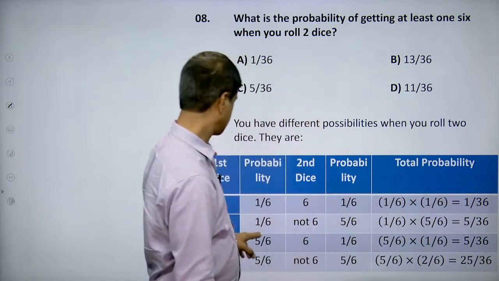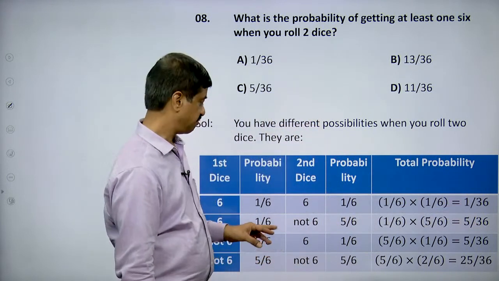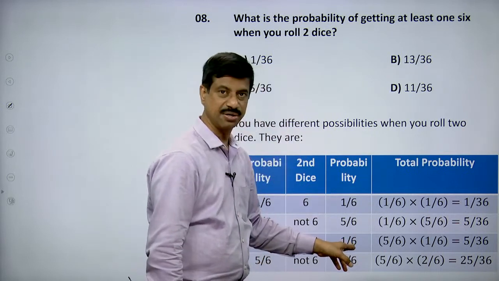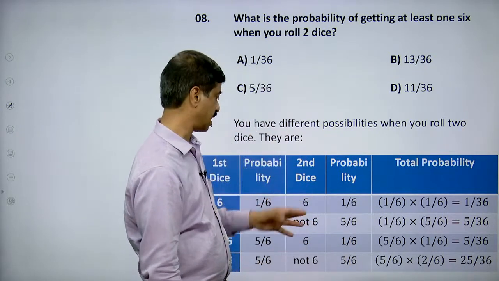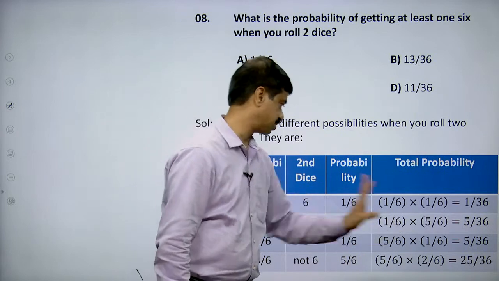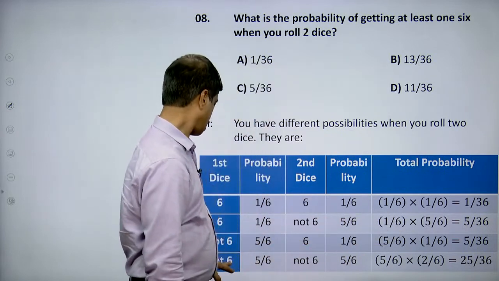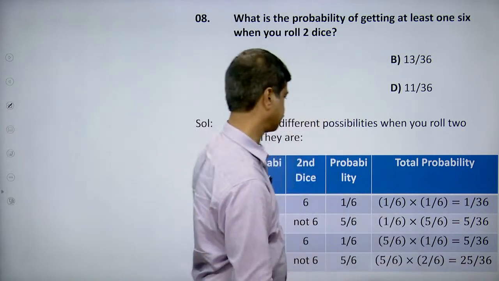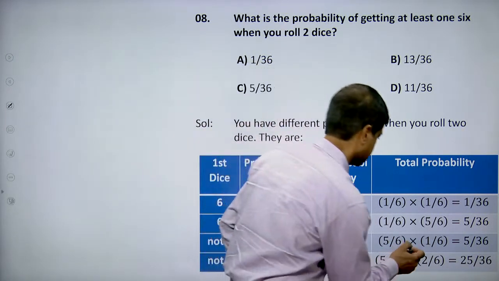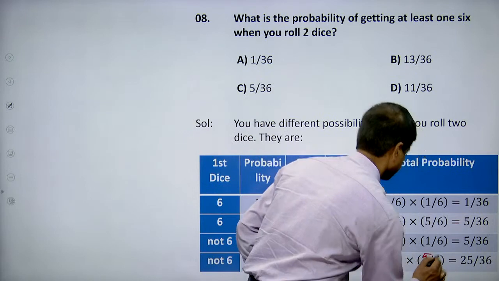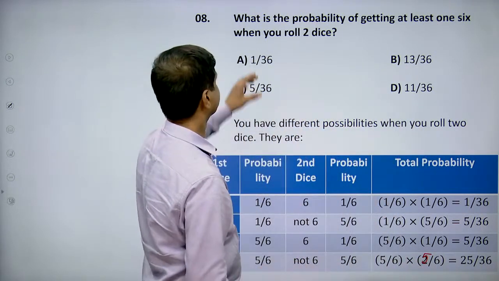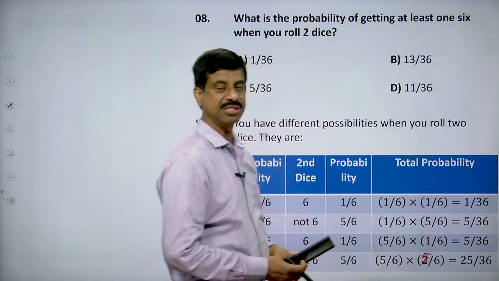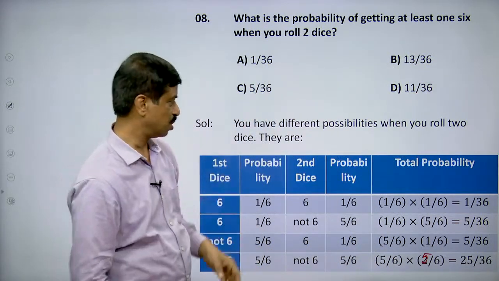This is the third case. The first is not 6, but the second time it is 6. So 5 by 6 times 1 by 6. Both may not be 6, so 5 by 6 times 5 by 6. But he asked, what is the probability of getting at least one 6, minimum one 6? That means only these three cases.